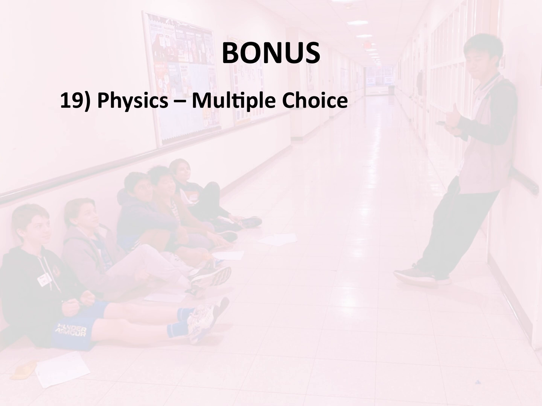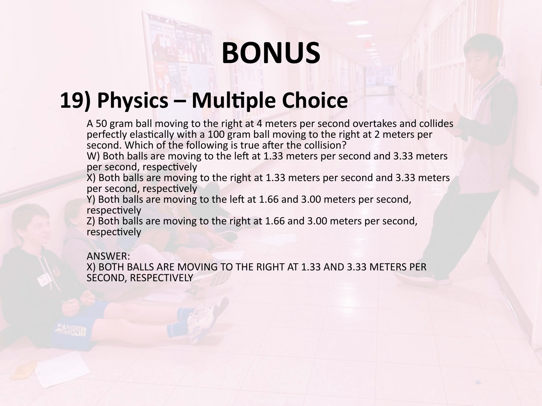X. Both balls are moving to the right at 1.33 meters per second and 3.33 meters per second, respectively. Y. Both balls are moving to the left at 1.66 and 3.00 meters per second, respectively. Z. Both balls are moving to the right at 1.66 and 3.00 meters per second, respectively. Answer. X. Both balls are moving to the right at 1.33 and 3.33 meters per second, respectively.